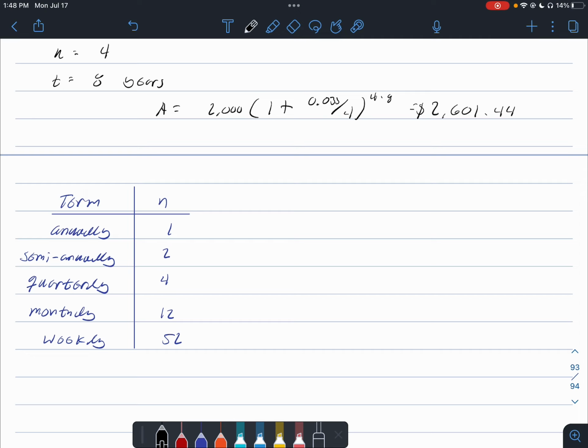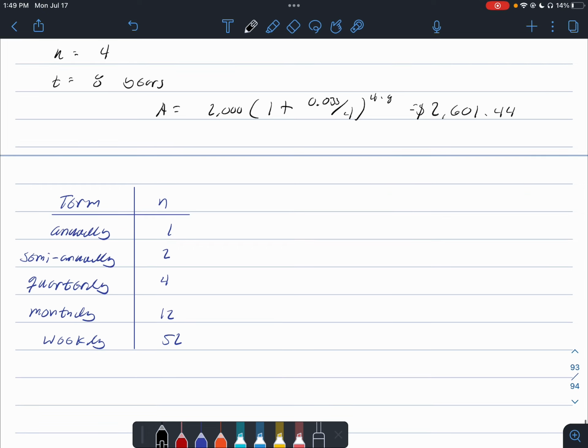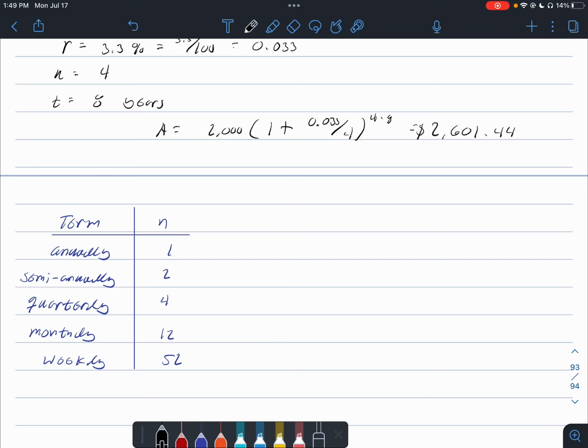If you have interest that's compounded annually, your N value is going to be one. It's going to compound one time per year. If it's compounded semi-annually, the phrase semi-annually means it's compounded twice per year, so your N value is going to be two. We just talked about quarterly, so 4 times a year, typically once every 3 months, and your N value will be four. Monthly means each month it's compounded, and that'll be 12, since there are 12 months in a year, and weekly will be 52 because there are 52 weeks in a year. Okay, so if you encounter any of those, these are the numbers that you're going to use for those problems.